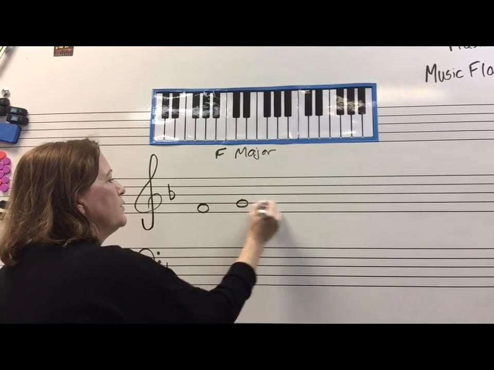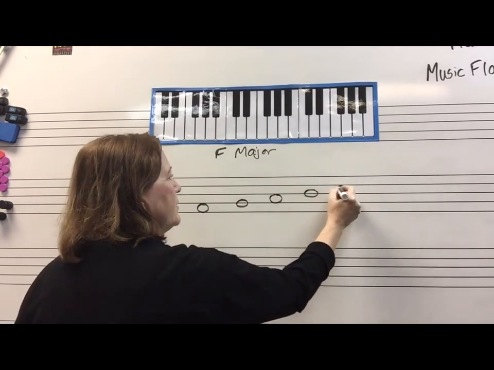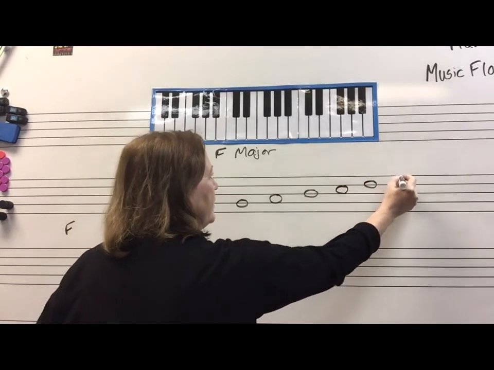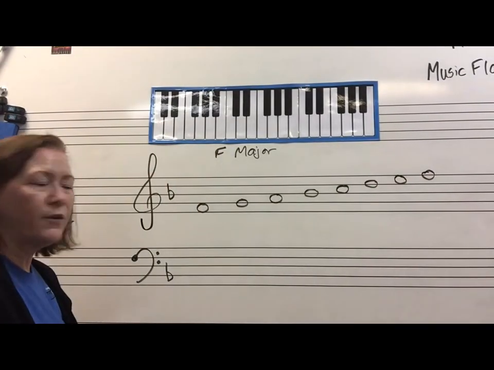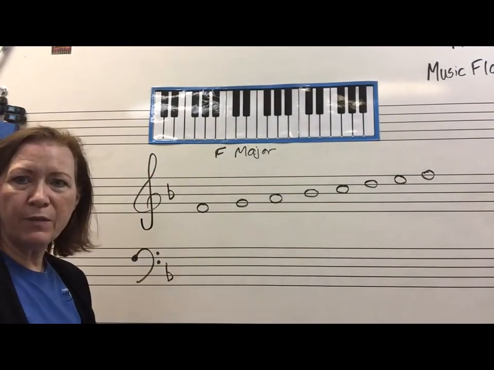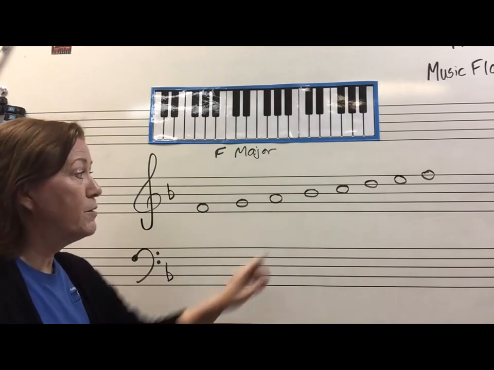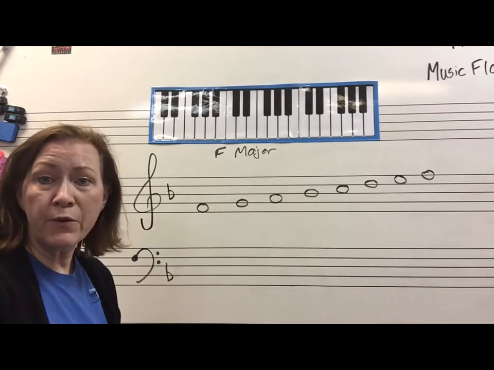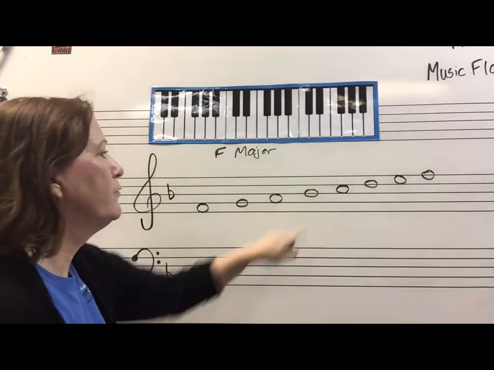Fa, so, la, te, do, re, mi. When I play from fa to fa and every note in between, that is called an F scale. An F scale. And remember, we have to play a te or the scale won't sound very good. 1, 2, 3, 4, 5.